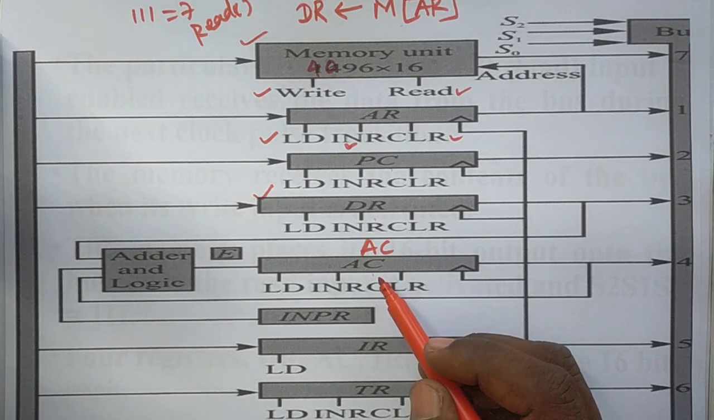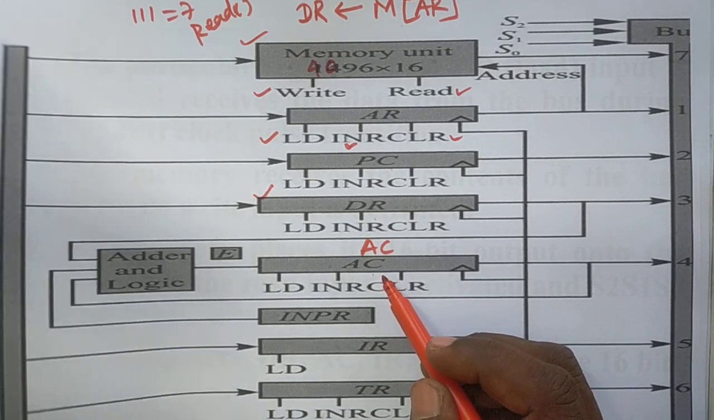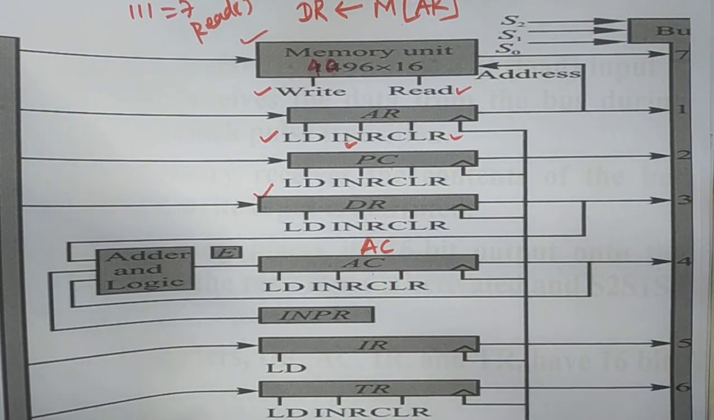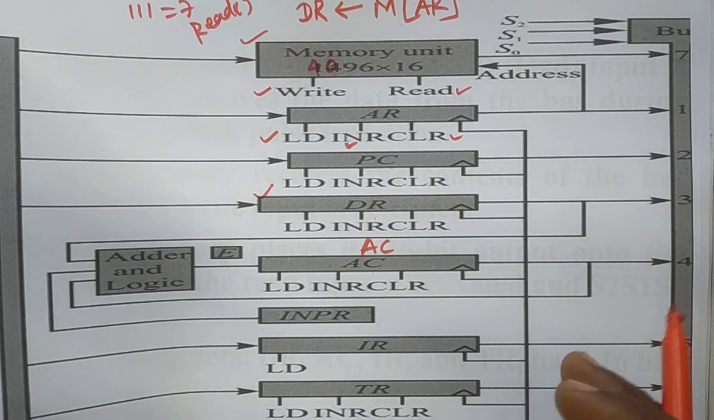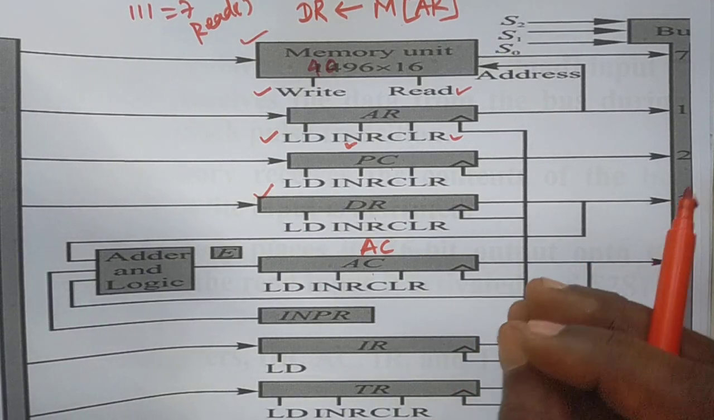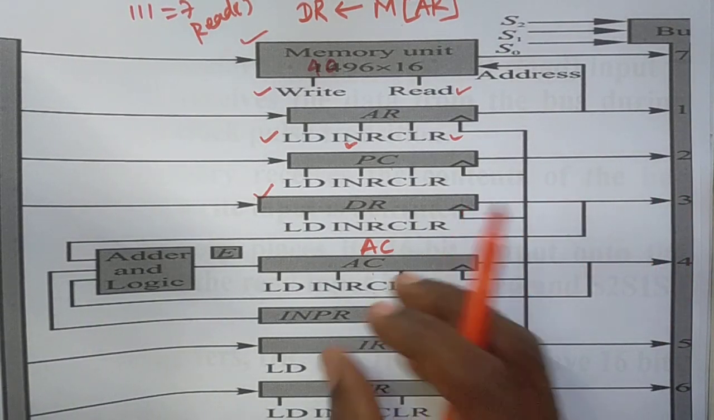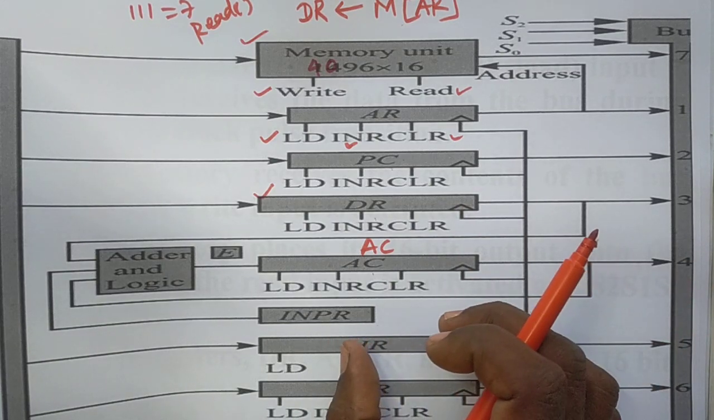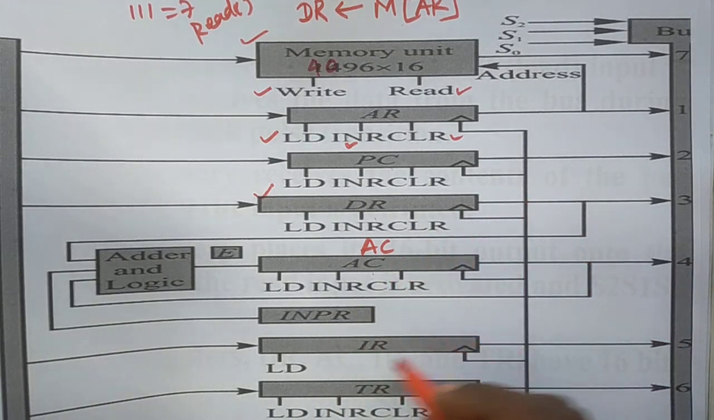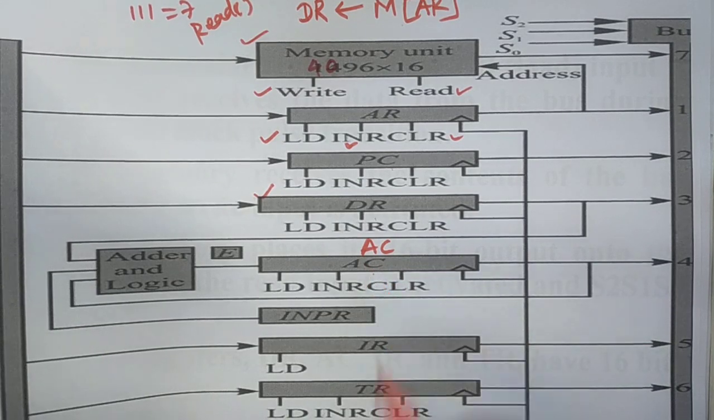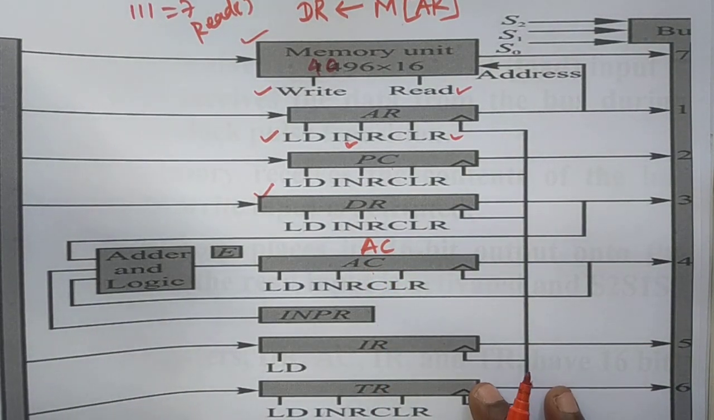Suppose an instruction has one operand, then the AC contains one operand, and the other operand is involved in the instruction. That operand is mixed with the accumulator operand, the sum is calculated, and it is again stored in the accumulator. I have already discussed that kind of concept in previous lectures.